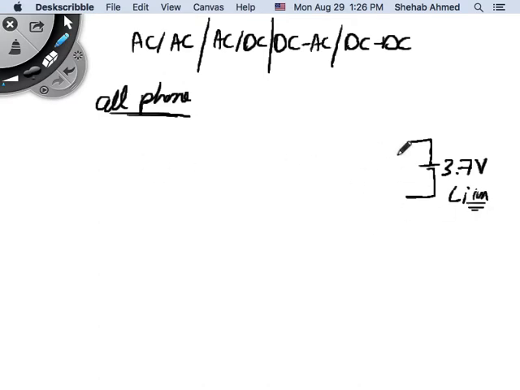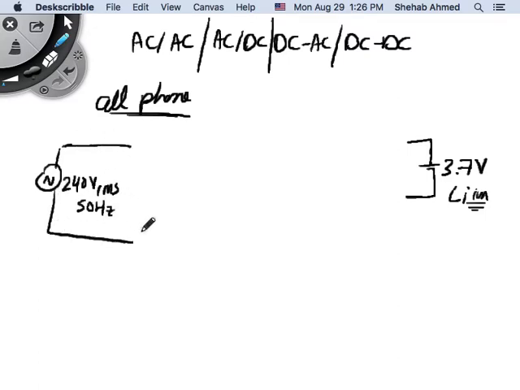This is very typical of most consumer applications. It is the same voltage level for pretty much any lithium-ion cell that you would buy. And then you would typically want to charge it from the AC outlet here, right? Which is, we said, 240 volts RMS, 50 hertz, right? So if you would like to do this, how would you connect these two?